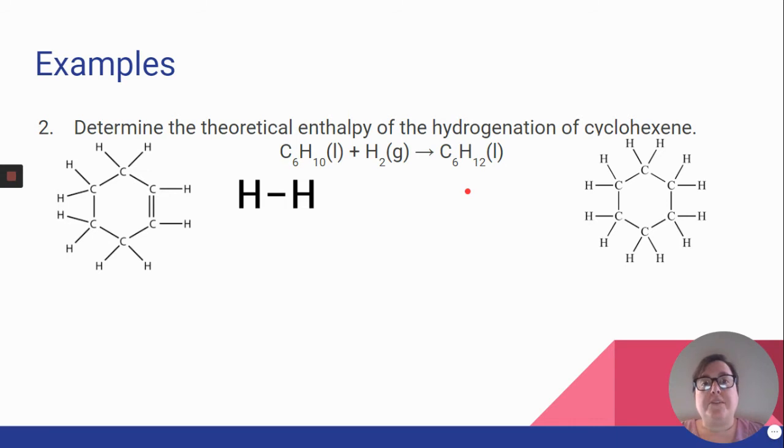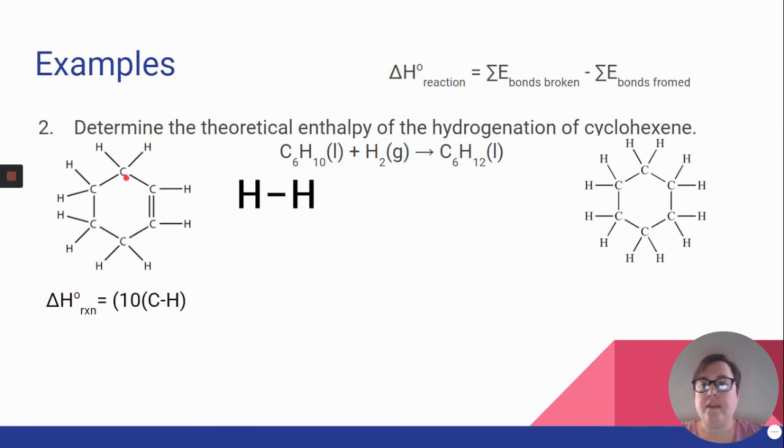So then we have to look at bonds broken minus bonds formed. So first let's look at our broken bonds. Well, we have 10 hydrogen-carbon bonds. And then we have 1, 2, 3, 4, 5 carbon-carbon single bonds. And we have 1 carbon-carbon double bond. Then we have our hydrogen single bond. So we have to break all of that, and then we can put it back together over here. So now we have 6 carbon single bonds, and we have 12 hydrogen-carbon bonds.